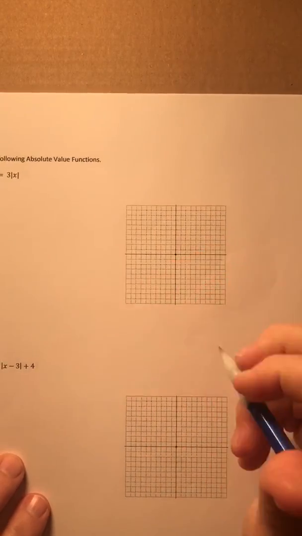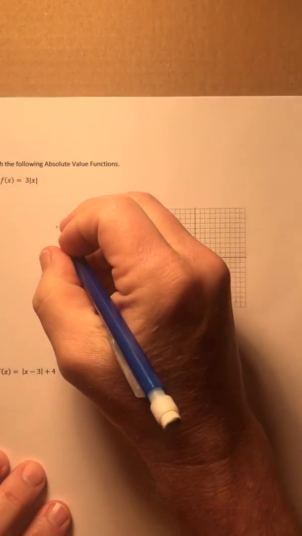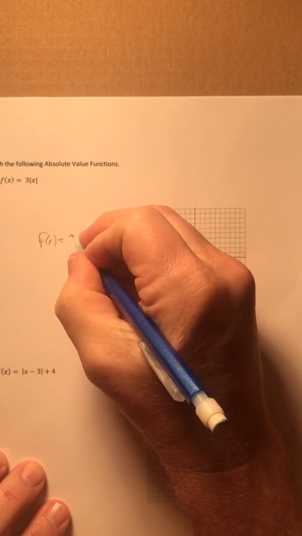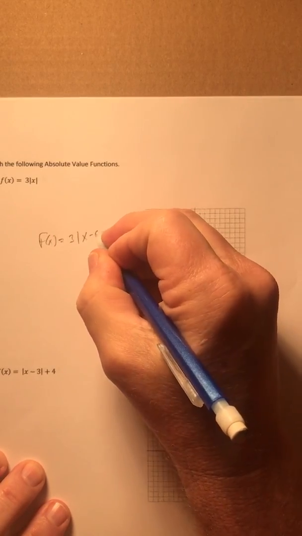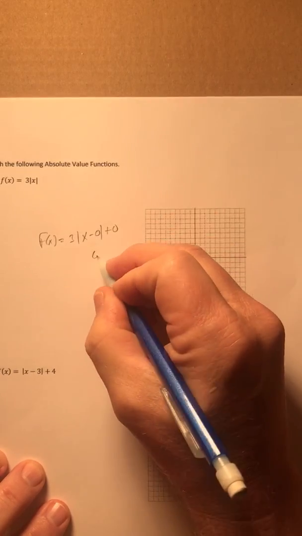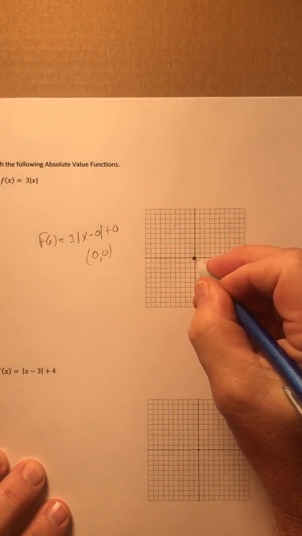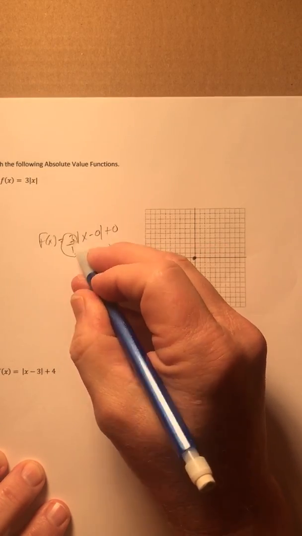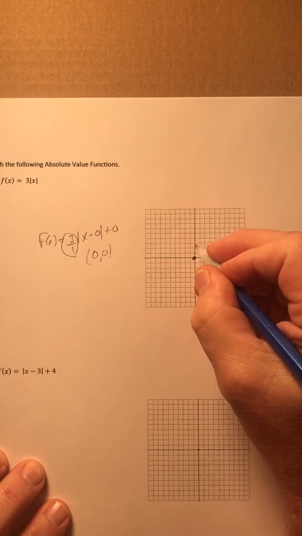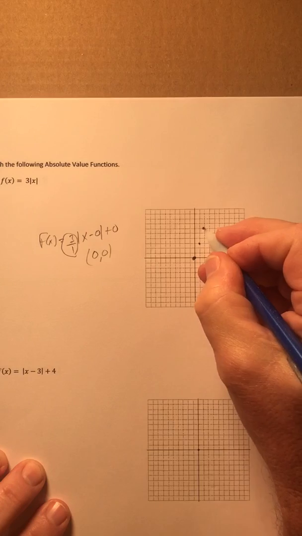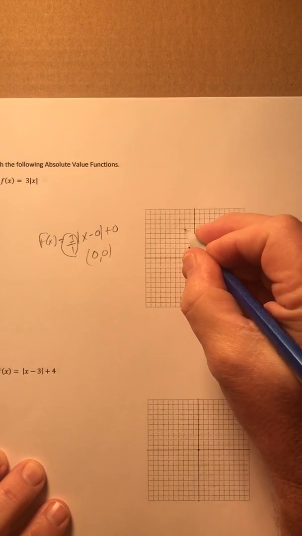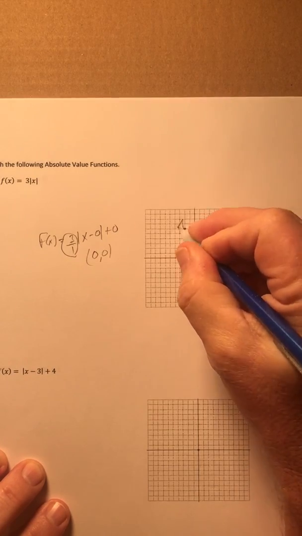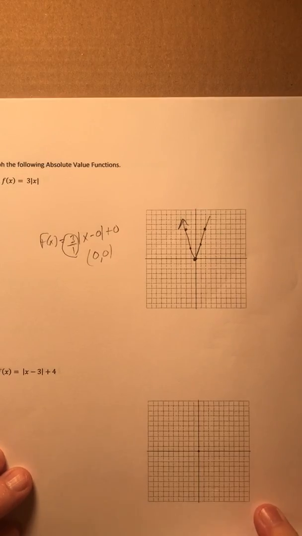All right. So number 5, again, we want it in f of x equals 3x minus 0 plus 0. So again, our vertex is at 0, 0. Go 0, 0. And how we're going to move, our a is 3 over 1. So we go up 3 over 1, up 3 over 1, and we do it in both directions. And then we draw our V. And that's it.